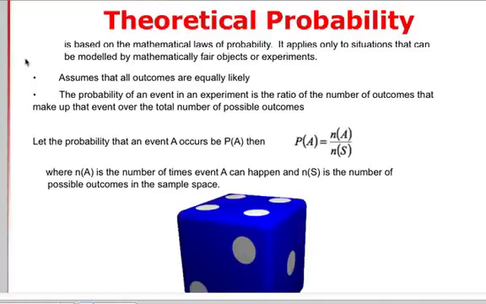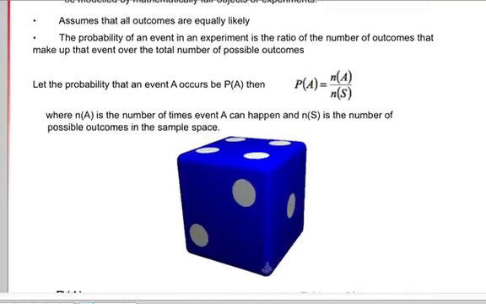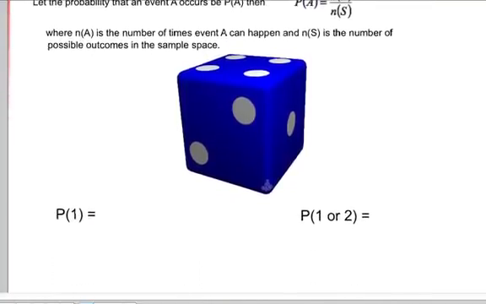Now, the third type of probability that we're going to look at is theoretical probability. This is based on the mathematical laws of probability, and it only applies to situations that can be modeled by mathematically fair objects or experiments. And as an example, we're going to take a look at rolling a single die.